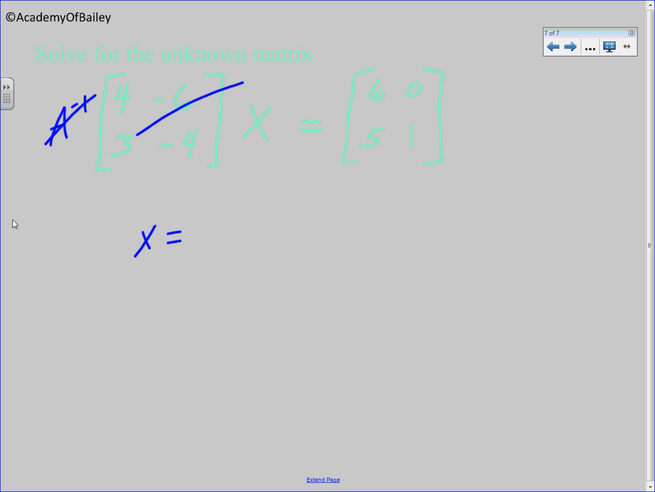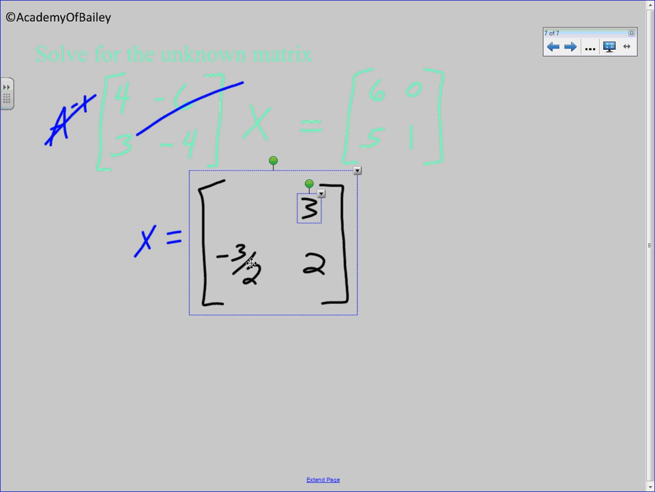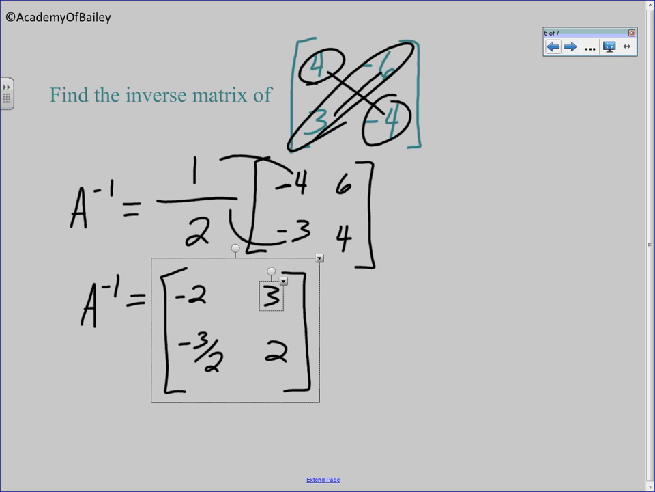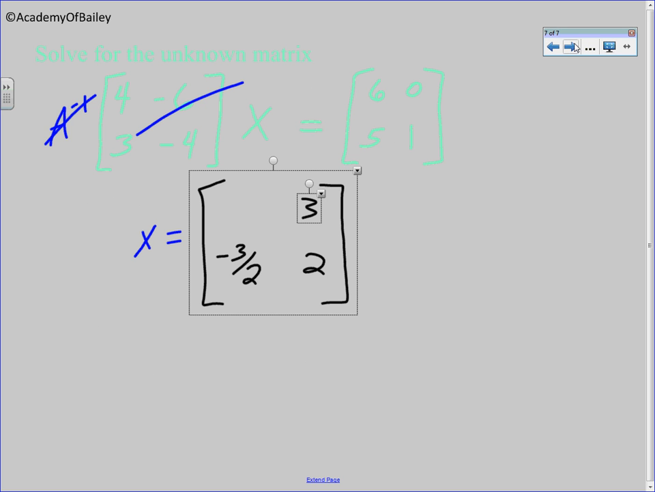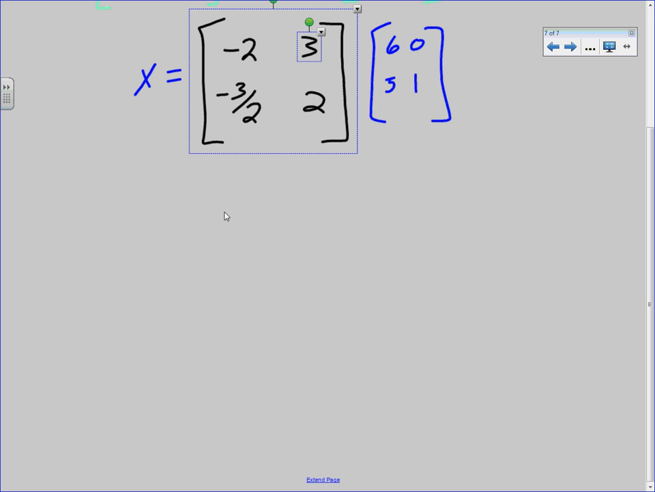Let's get that up here. The inverse from the previous slide is right here. Somehow I don't think that's all of the inverse. What number was there? -2. Put the -2 right there. And then we bring this one down. 6, 0, 5, 1. And so now let's multiply those.